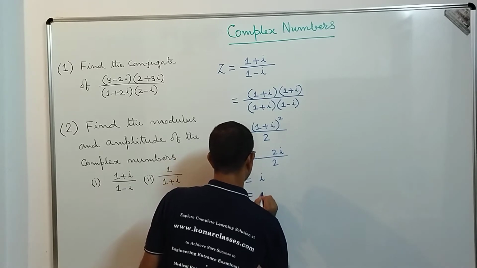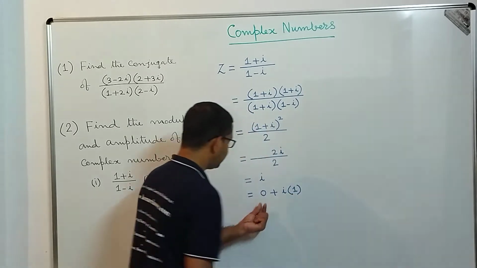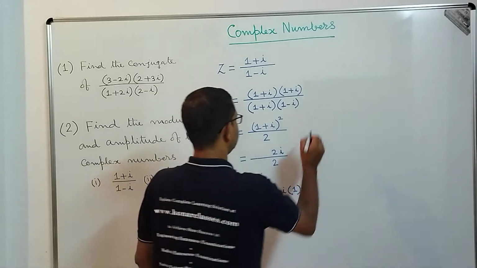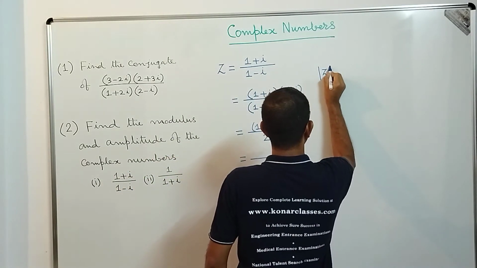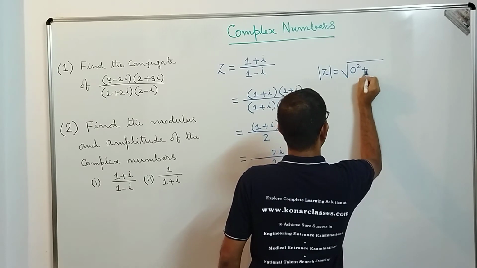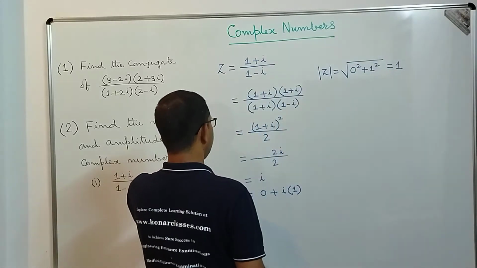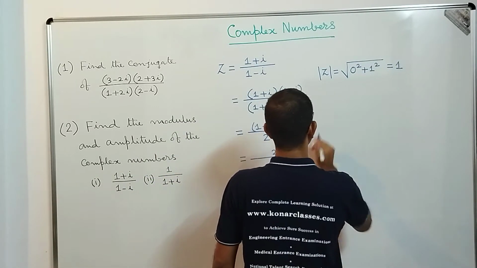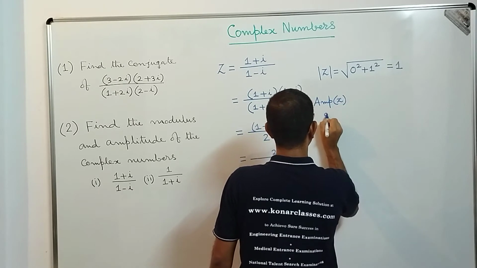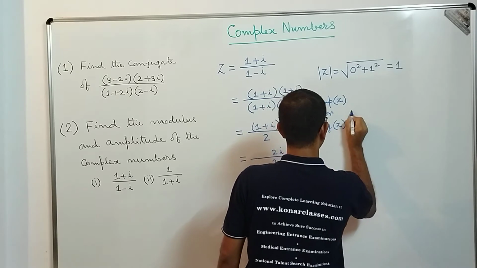And i we can represent in the form of 0 plus i into 1, where 0 is the real part and 1 is the imaginary part. So what will be the modulus? The modulus of this complex number Z should be equal to square root of 0 square plus 1 square, that is equal to 1. And what will be the amplitude or argument of this complex number? That is denoted by amp Z, or we define it as arg Z.